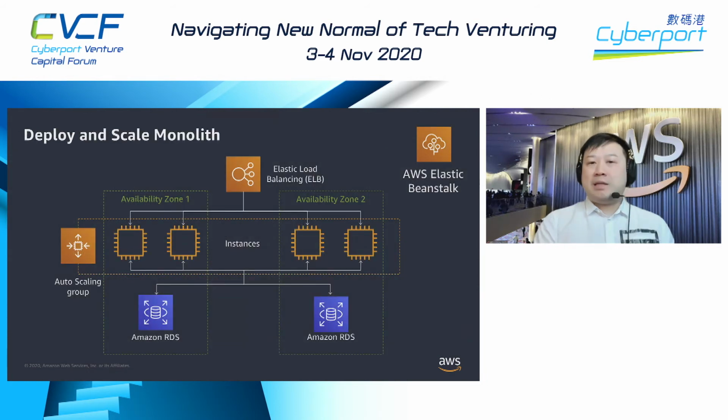Okay, Elastic Beanstalk is an easy-to-use service for deploying and scaling web applications and services developed with Java, .NET, PHP, Node.js, Python, Ruby, and Golang, and also Docker on servers such as Apache and Nginx. You can upload your code, and Elastic Beanstalk automatically handles the deployment for you, including capacity provisioning, load balancing, auto scaling, and also application health monitoring. You can also access the underlying resources at any time, like your Amazon EC2 instances and your RDS instances, which are your compute and database resources, respectively.